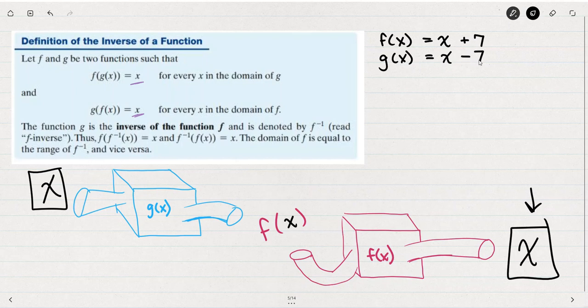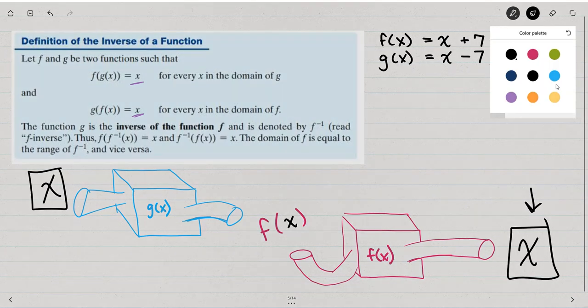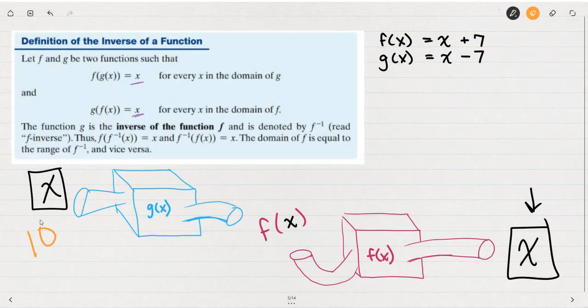So if the first machine adds 7, so in goes an x, what would come out? 7 more. And then the second machine takes that x plus 7 and subtracts 7. What's going to end up? We've got our x back. Would it make a little more sense if we tried it with a number? Pick your favorite number. Let's say a 10.